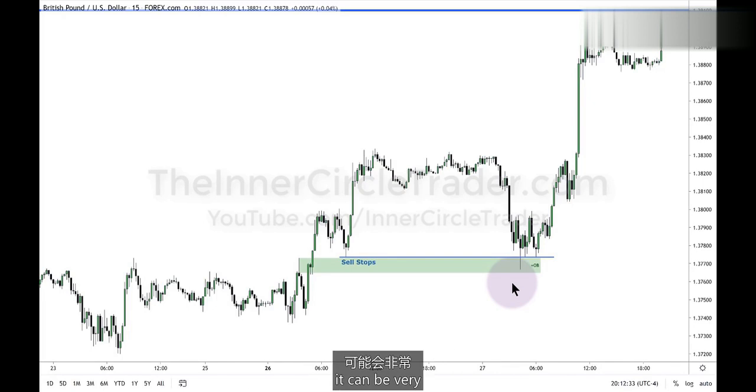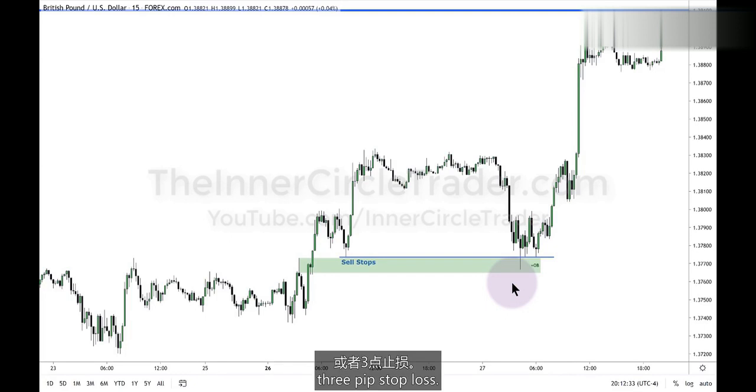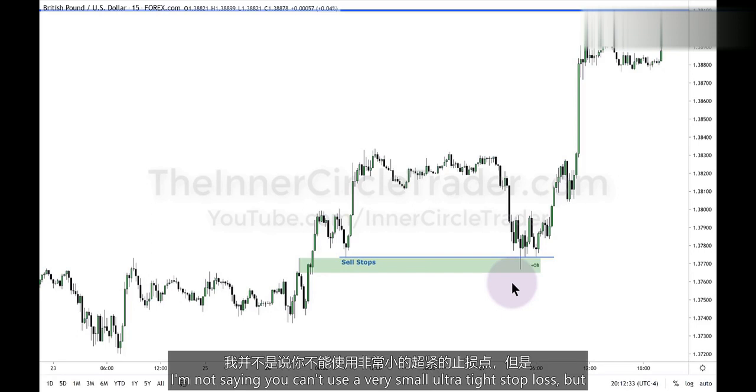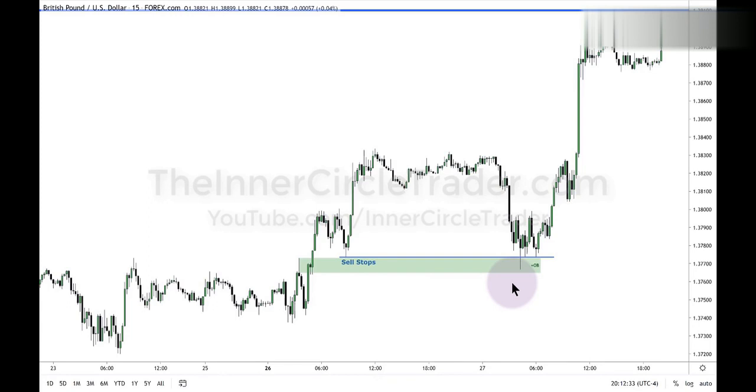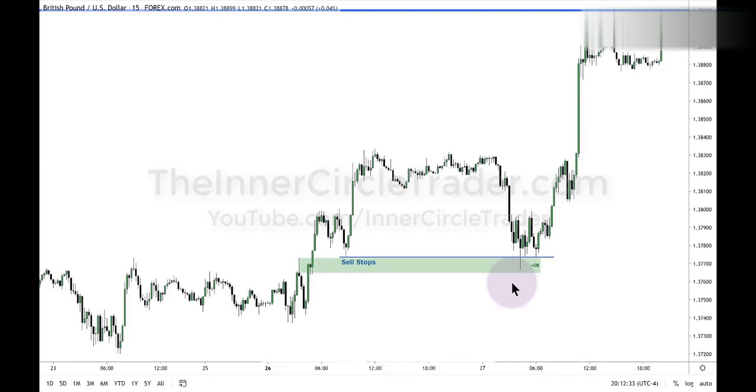It can be very easy for the marketplace to take your 2-pip stop loss, 3-pip stop loss. It can do it, okay, because the broker has the right and freedom to do that, and they will. I'm not saying you can't use a very small, ultra tight stop loss, but doing it consistently over and over again, the broker will just widen the spread and take you out, and there's nothing you can do about it.